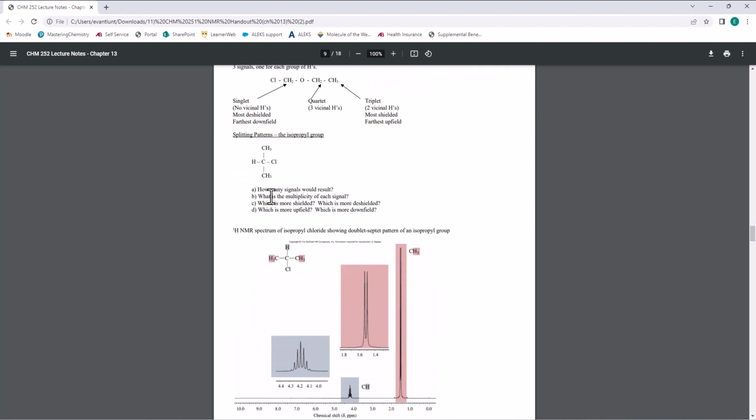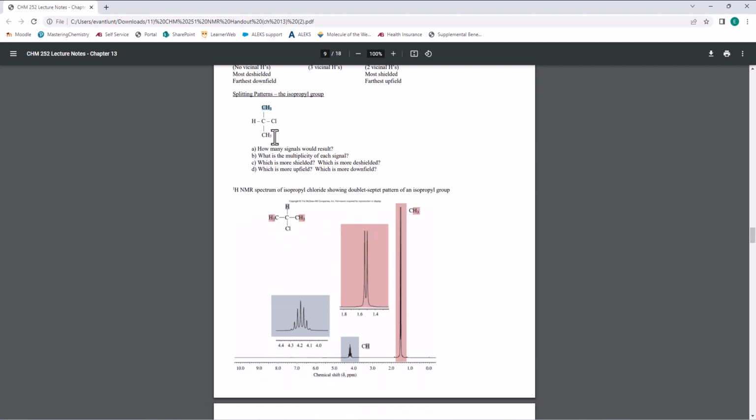Complicated splitting can come up if we look at an isopropyl group. If we look at this CH3, this CH3 is connected to 1 H, so we should see a doublet for that. Now note, these CH3s are chemically equivalent. There's no way we could distinguish between these CH3s, so what we should see is a doublet that has an integration of 3 plus 3 is 6. So this is a CH3, but it should have an integration of 6.